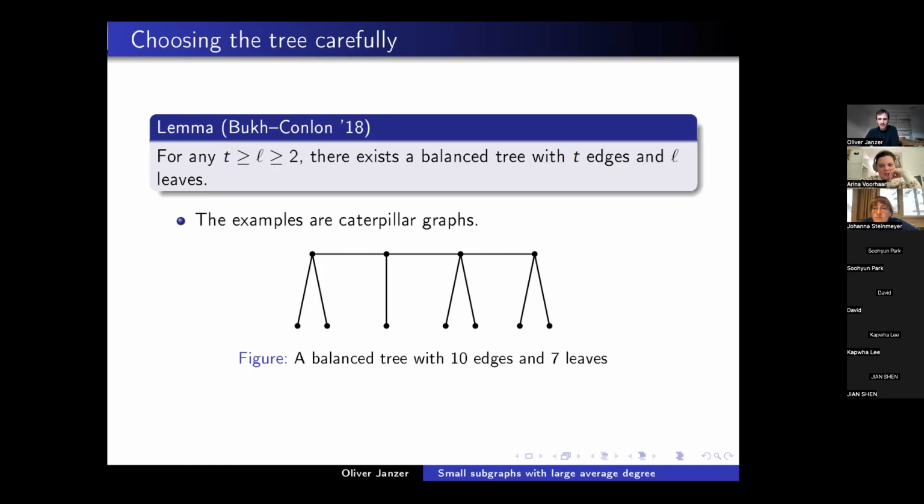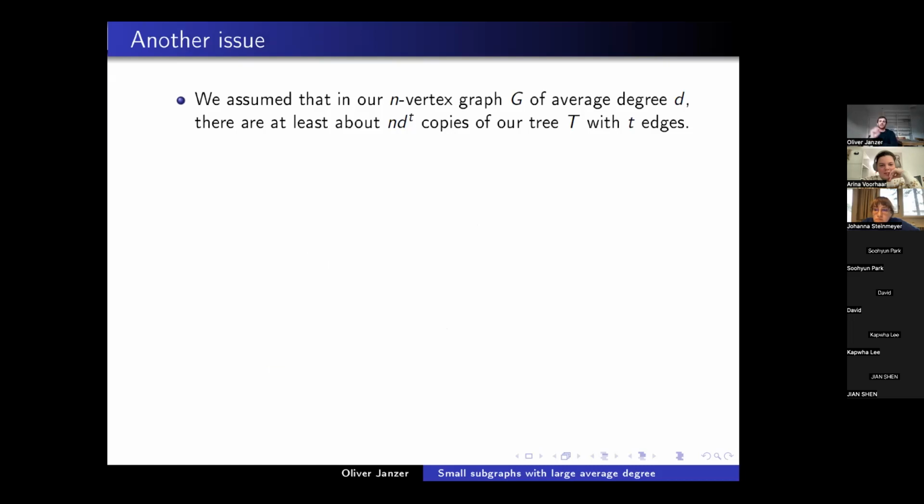Okay, that's good. So that resolved this issue. There was one other issue which I want to address, which is that I claim that we have many copies of the tree in the graph. If the graph is random-like, if the host graph is random-like, then we have this lower bound for the number of copies of T. But I didn't say anything about what if the graph is not random-like, and there could be issues.